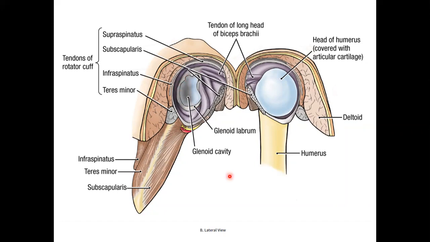And I'm trying to think if there's anything else that's important here. Yeah, I think that's it for this picture. But just giving you a better idea spatially of if you were to cut this joint and open it up like a book, what would it look like? So you can get an idea of where everything is traveling, where everything is located in relationship to each other.